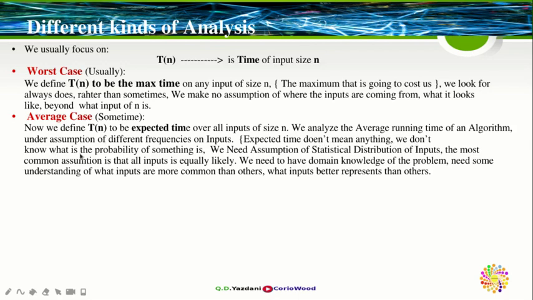We don't know what the probability of something is. We need an assumption of the statistical distribution of inputs. The most common assumption is that all inputs are equally likely. We need to have domain knowledge of the problem. We need some understanding of what inputs are more common than others, and what inputs better represent than others. So as I said to you here, always does means a lot to us, but here expected time doesn't mean anything. If you don't know the probability of something, it's useless. It doesn't mean anything to you.